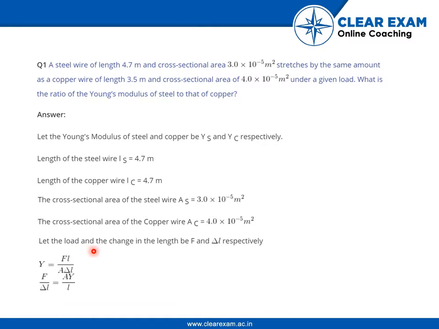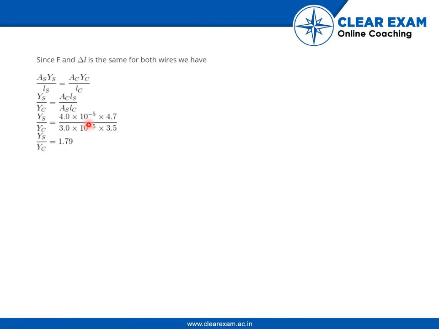Now let the load and the change in the length be F and delta small l respectively. So the Young's modulus will be equal to FL divided by A into delta small l. That means A by delta small l equals AY divided by L. Since F and delta L are the same for both wires, we have As Ys divided by Ls equals Ac Yc divided by Lc.